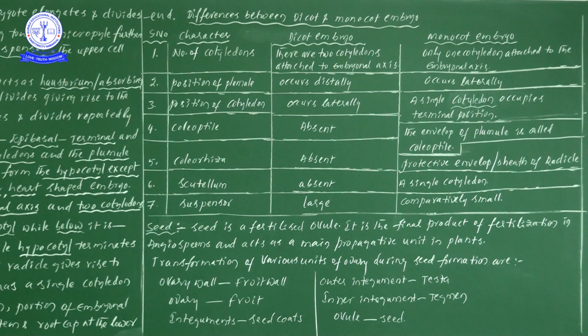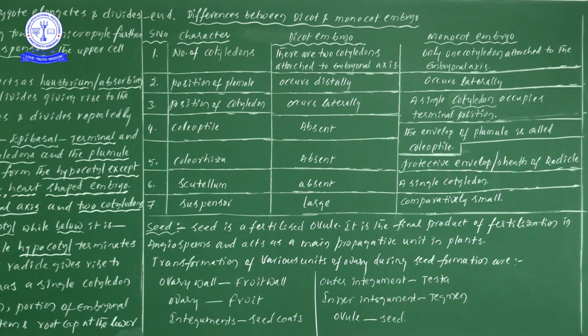Endospermic seeds we call by one more name, albuminous seeds. Non-endospermic seeds we call by one more name, non-albuminous seeds. Listen carefully: endospermic seeds, albuminous seeds; non-endospermic seeds, non-albuminous. So that is a small piece of information regarding types of endosperm.